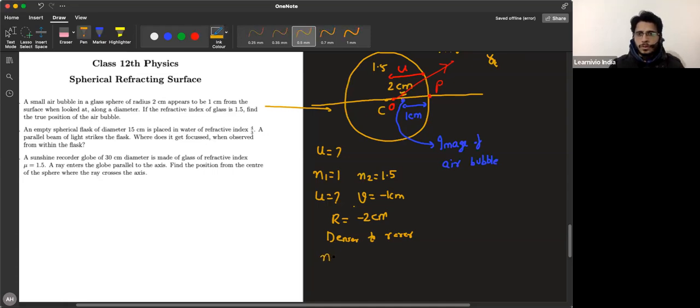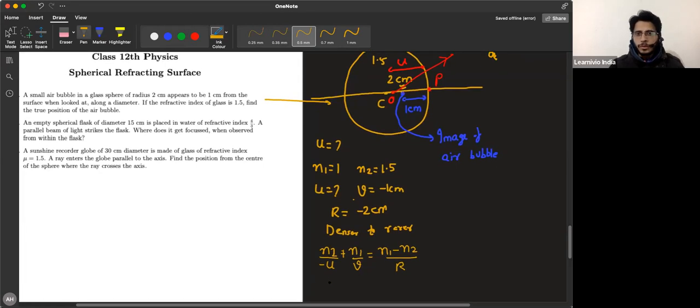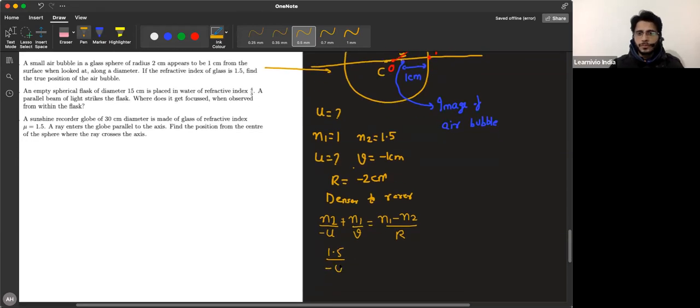So N2 by minus U plus N1 by V is N1 minus N2 divided by R. Just substitute all values here. Your N2 is 1.5 divided by minus U, plus N1, which is 1, by V, which is minus 1, equals N1 minus N2, 1 minus 1.5, by R, which is minus 2. Is it clear now? Can you get the value of U? Yes, sir, it's clear.